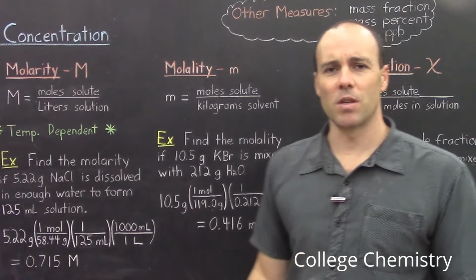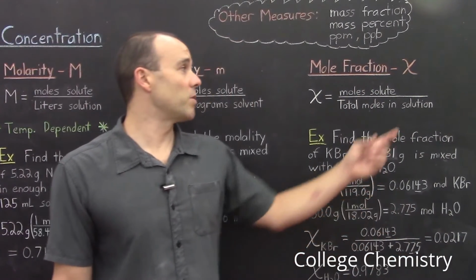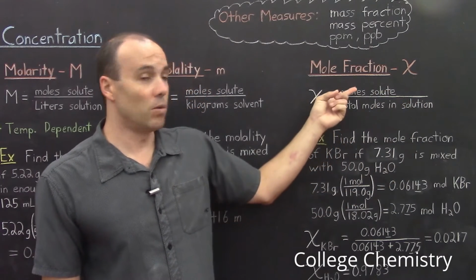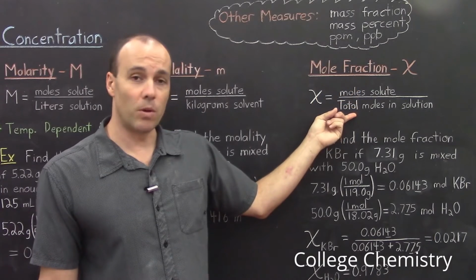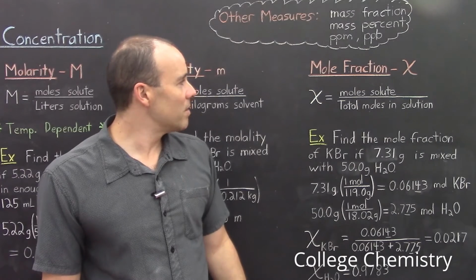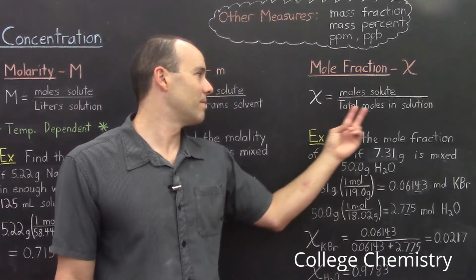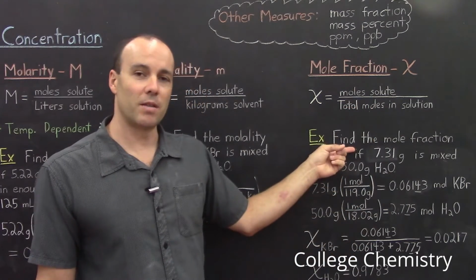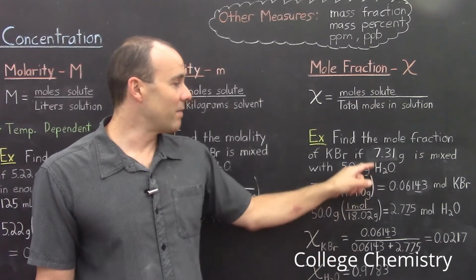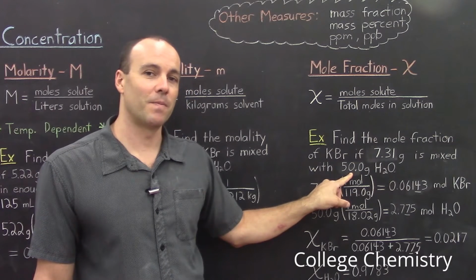Now the last measure is probably the simplest, and that's the mole fraction, which is represented by this Greek letter chi. The mole fraction is defined as moles of solute over total moles in solution. So to determine the mole fraction, you need to know the moles of everything in the solution. The following example shows how to do this. Find the mole fraction of potassium bromide if 7.31 grams is mixed with 50 grams water.